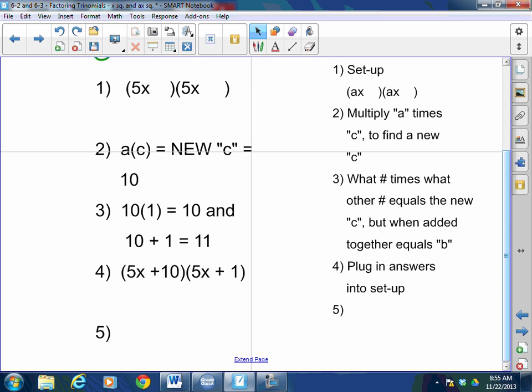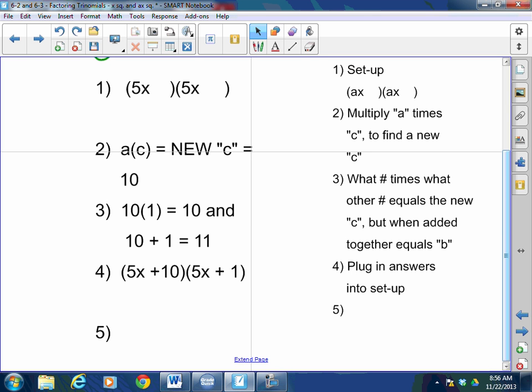We have my setup, AX, AX. Then I multiply A times C to find a new C. Then I have step 3, what times what equals the new C, but when added together equals B. Then step 4, I plug those in. Step 5, yes sir. Yeah, you forget about the old C. You're working with the new C now.